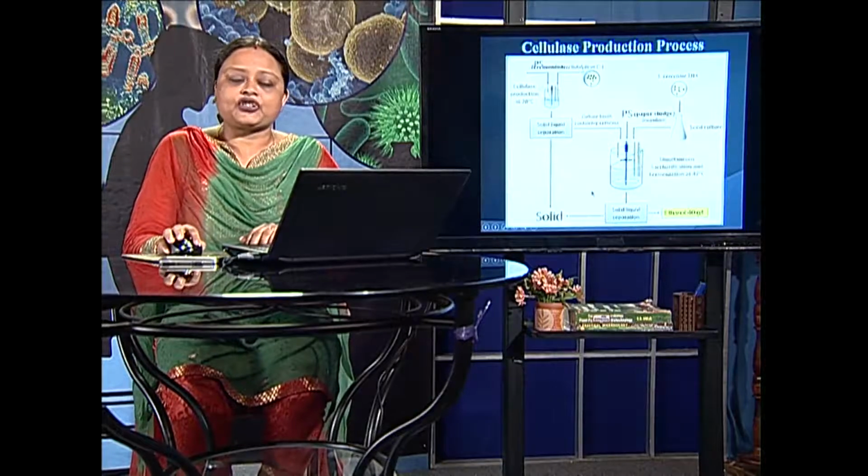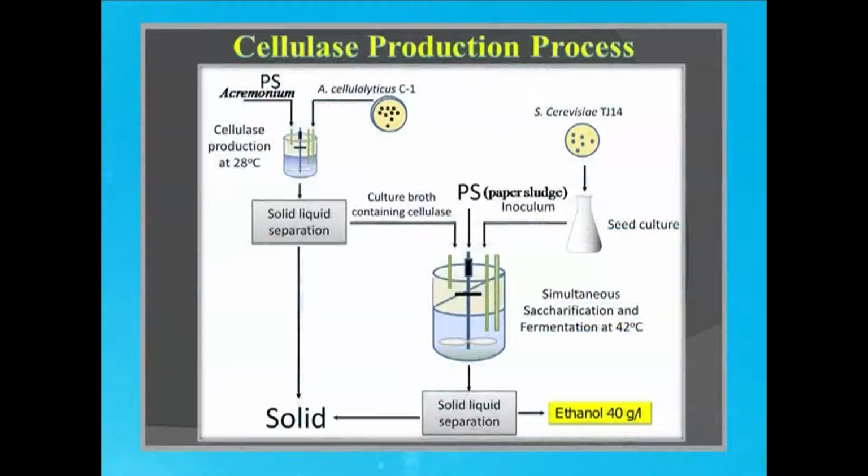One such production is shown here, that is, cellulase production by the organism Acremonium cellulolyticus. Here we will see that the production takes place in a huge fermenter at 28 degrees centigrade. The organism is inoculated and paper sludge is also used here as the medium. Once the production happens, there is the separation of solid and liquid, and the broth containing the cellulases is taken to another bioreactor. The solids are used for several other purposes, while the broth which contains the cellulases used in the second bioreactor is inoculated with Saccharomyces cerevisiae.